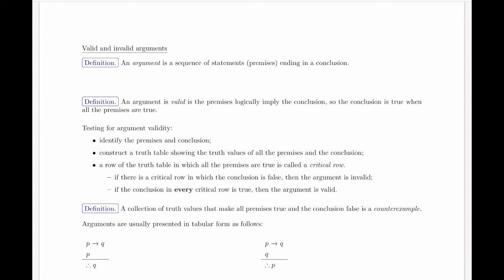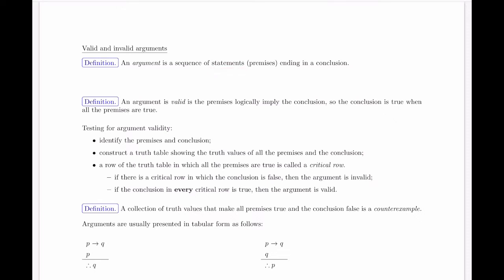Today we're going to discuss valid and invalid arguments. Now, in mathematics, argument isn't when two people are fighting each other. Rather, it's a sequence of statements that are called premises ending in a conclusion. So think about trying to prove something to another person. You're going to present them with the logical sequence of events and draw a conclusion based on the evidence provided.